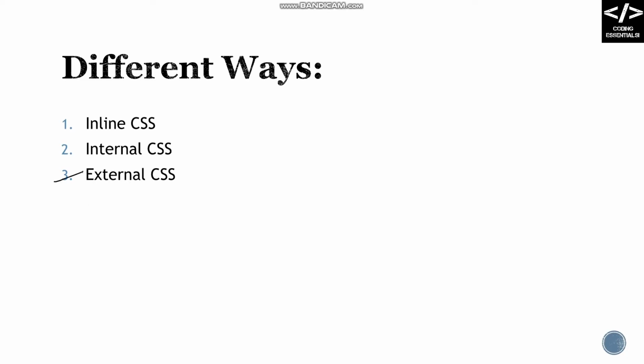External CSS is the most widely used way in which you can add CSS in HTML file, because an external CSS file can stylize 10 HTML files at one instance, and if you use internal CSS, then you need to rewrite the code every time you make a new HTML file.